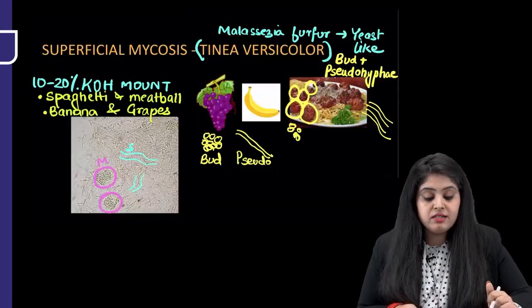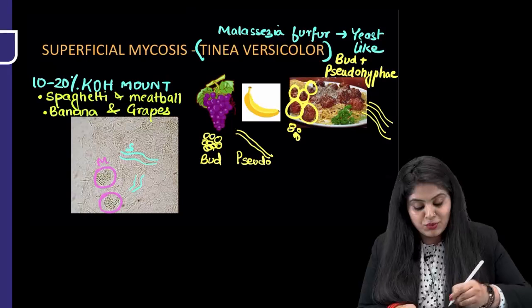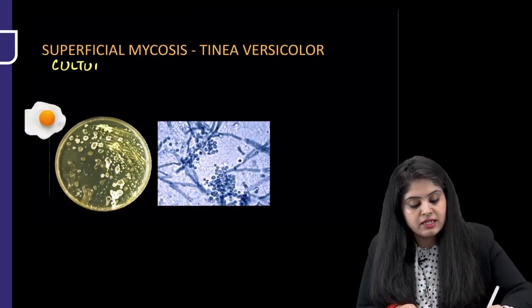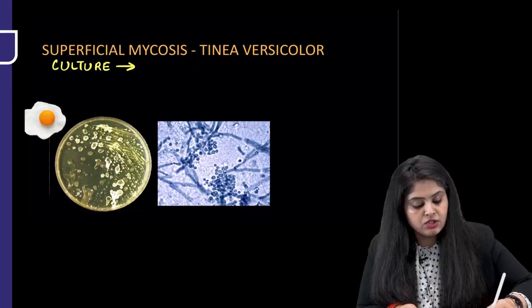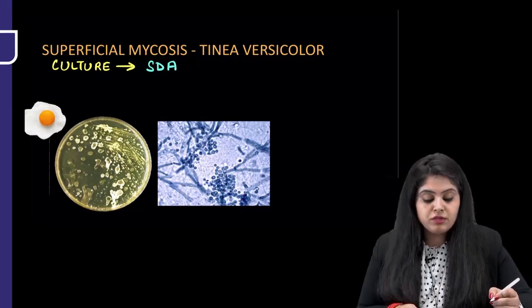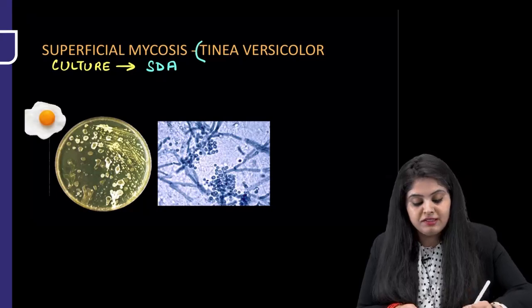Okay, that's not the end. There's one more food item that I'm going to ruin for you, and that is when you look at it under culture. When you want to culture it, I think everyone knows by now that the culture we'll be using everywhere is going to be the SDA, Sabouraud dextrose agar.